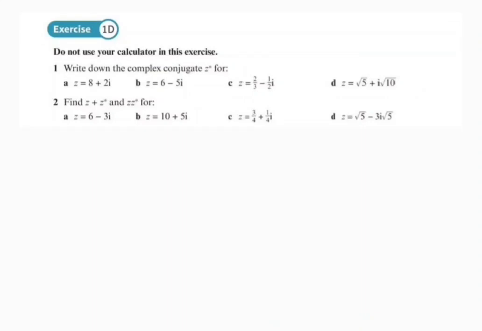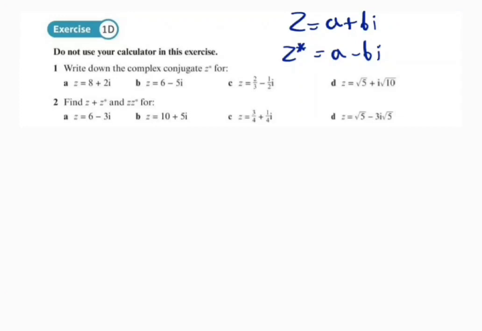This video is on exercise 1D of the A-level Further Maths Core 1 textbook. In order to answer the first two questions, we should be able to use the concept of complex conjugates. All we have to know here is that, let's say z is a complex number, which is a plus bi. Then the complex conjugate of z, which we normally show with z star, is a minus bi.